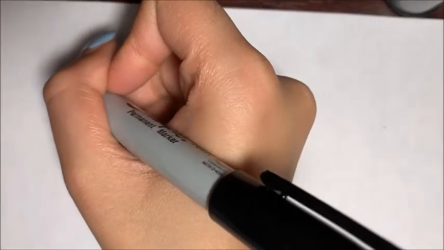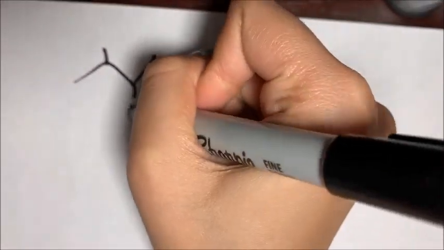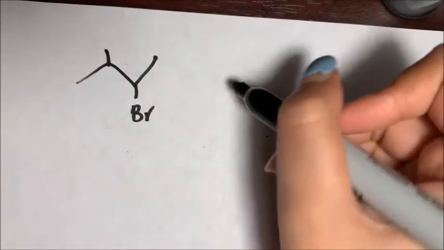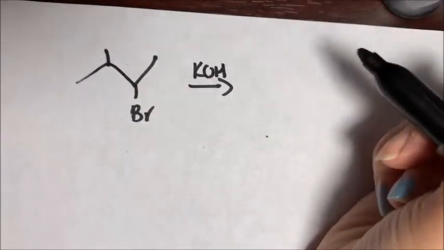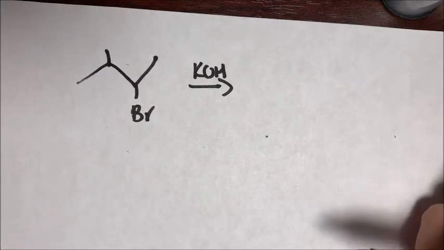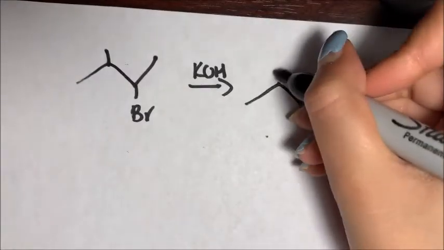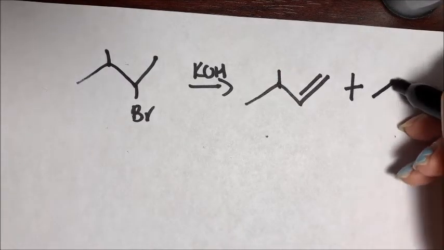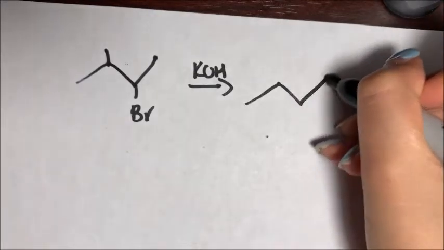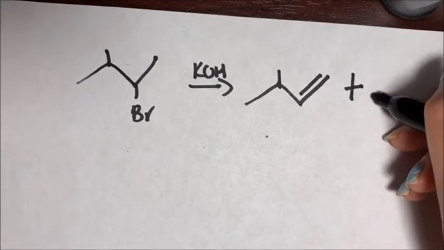Now let's look at the elimination to make alkenes. Basically, you're going to make an alkene from an alkyl halide. So let's look at the example of 2-bromo-3-methylbutane and KOH. So basically, we will remove the halogen and add a double bond. Basically, the double bond can have 2 options because from where the halogen was, it can typically bond 2 ways.